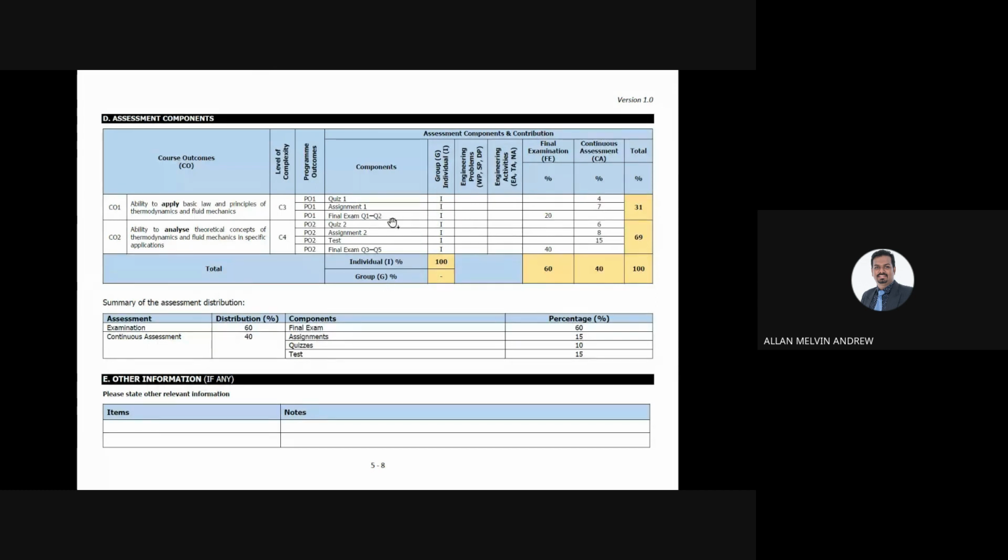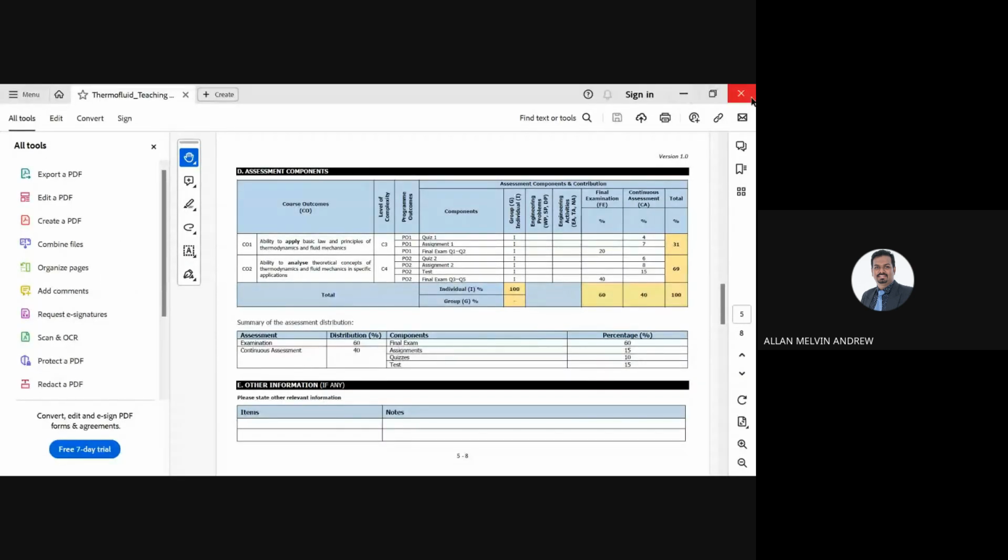Assessment I already explained earlier. This is the distribution of marks for the final exam. In the final exam, CO1 will cover 20 marks and CO2 will cover 40 marks. So it will have some calculation questions as well, covering CO2, with the complexity of C4. Apart from that, I think the others I already explained. Okay, any questions?